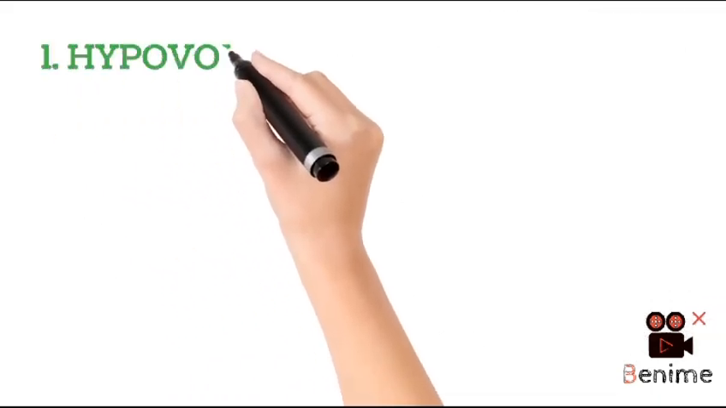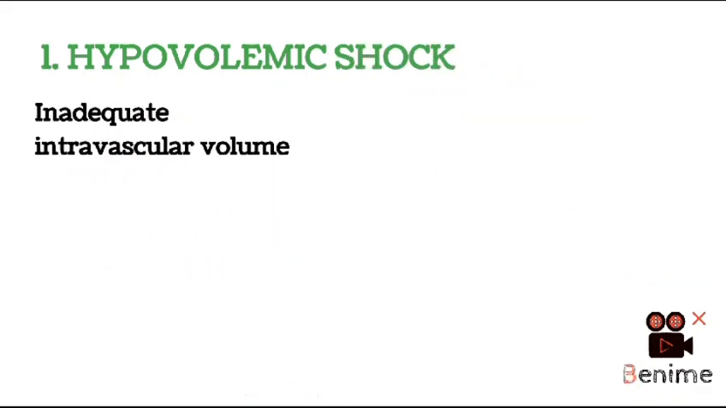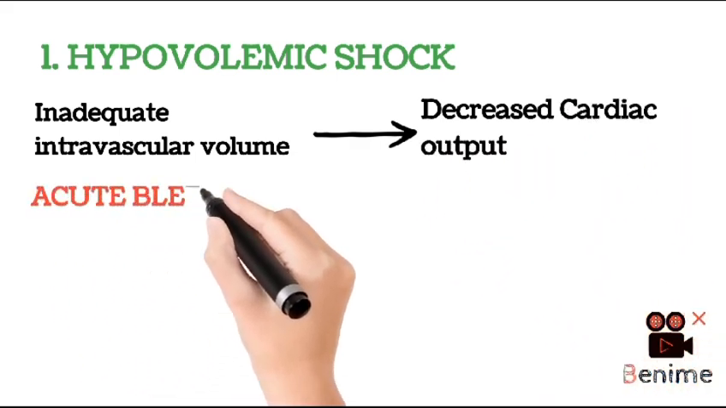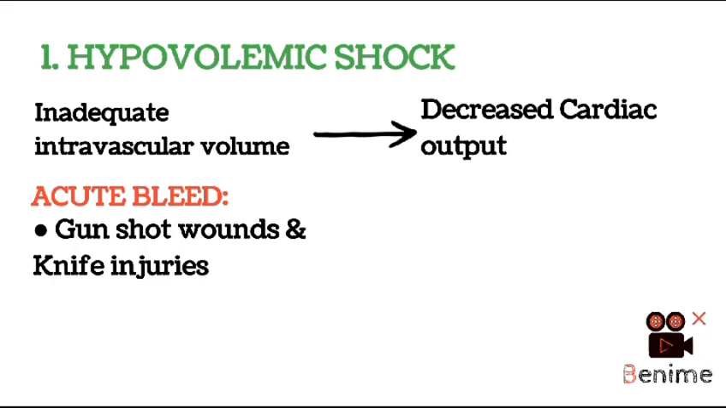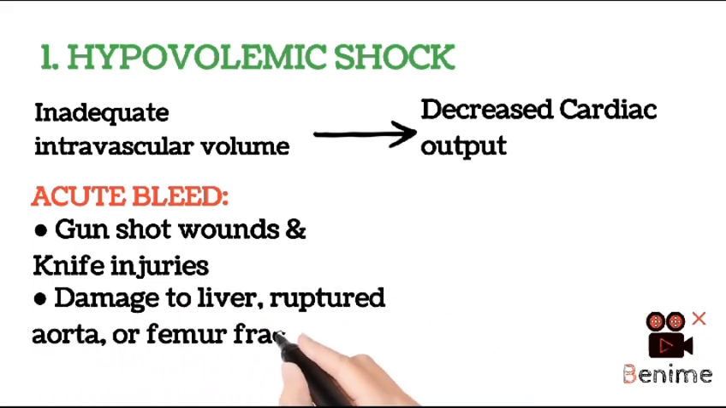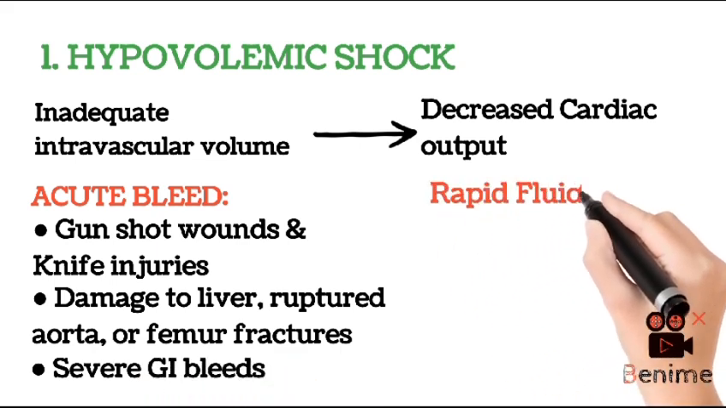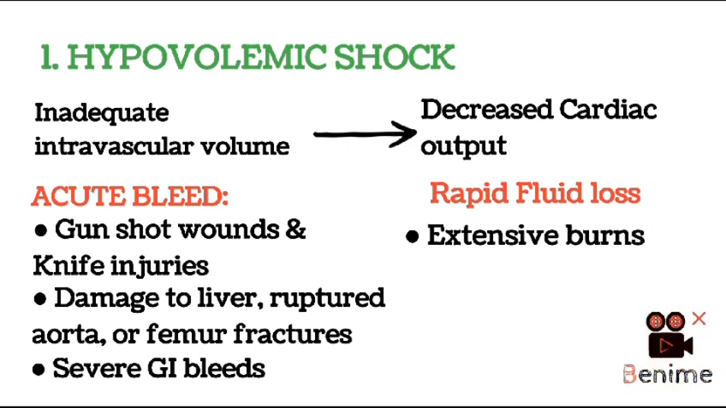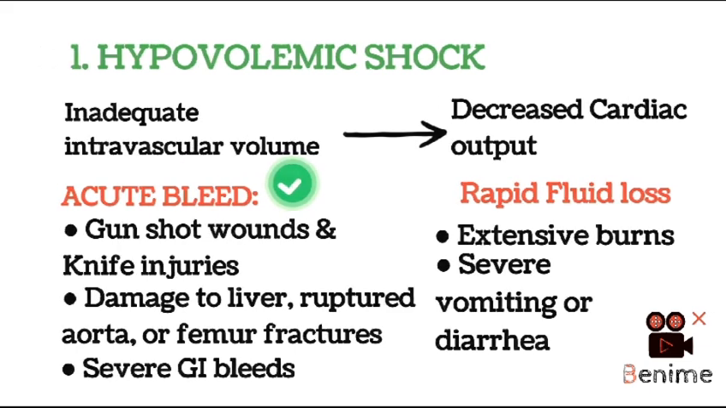1. Hypovolemic shock. This is when our blood volume is not sufficient to get to our tissues and our organs. Decreased cardiac output. It is caused by acute bleed from gunshot wounds and knife injuries, damage to liver, ruptured aorta, or femur fractures, or severe gastrointestinal bleeds. Or it can also be caused by rapid fluid loss, from extensive burns, and severe vomiting and diarrhea. But the most common cause of hypovolemic shock is acute bleed.